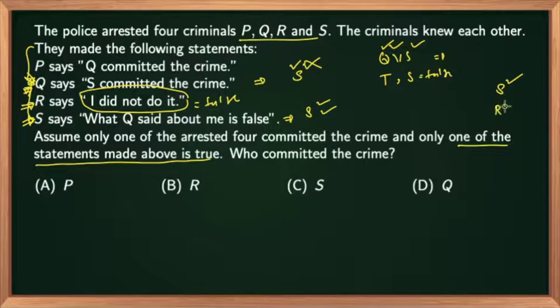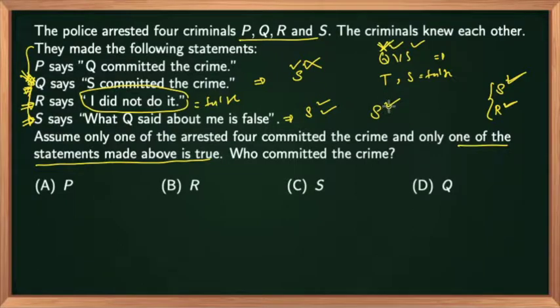So now, since I assumed Q is telling the truth, he said S is the person who committed the crime. And now R says I did not do it. This statement is false. That means R is the person who did the crime. So now we have two persons who did the crime according to the assumption. But we know that only one person committed the crime. So Q cannot be a true statement. So that means only S is the correct statement, because we know that either Q or S should be correct.